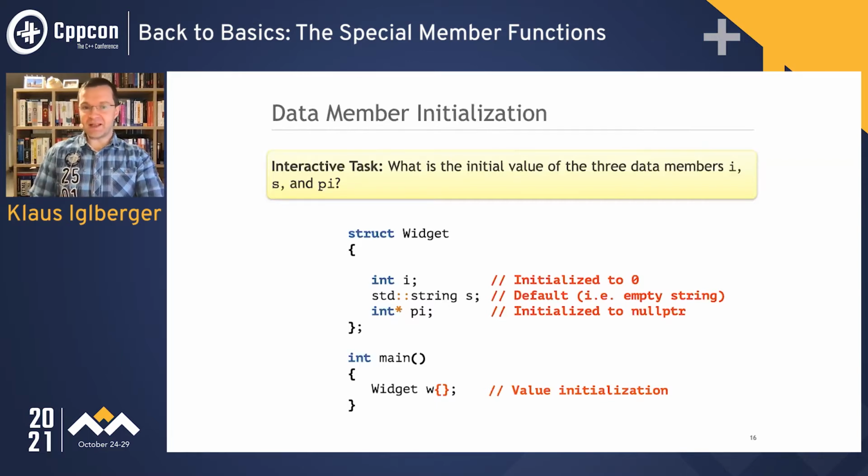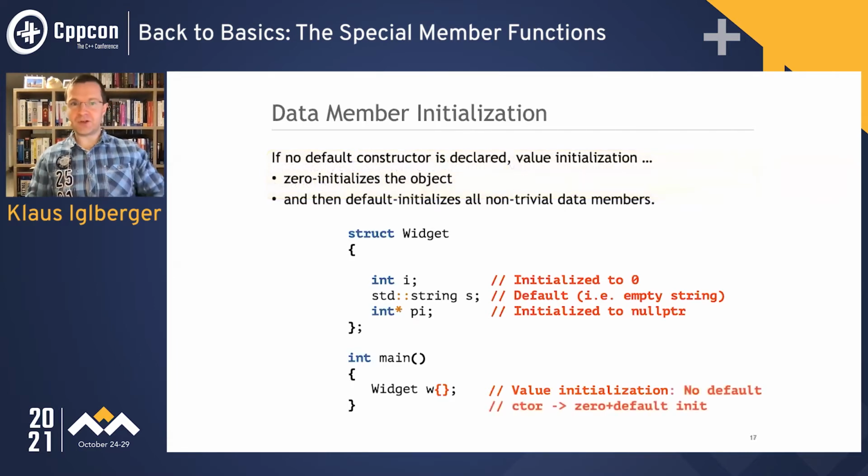So in that particular case, value initialization has the added bonus that, because of the missing default constructor, we are first zero initializing the entire object before we then construct all the class types. So the string will afterwards be initialized by its own default constructor, which doesn't really change anything. But the zero initialization takes care of the int i and the pointer. Very good indeed. So if you do that, as just explained, first the object is zero initialized, then all the non-trivial data members are default initialized. Good.